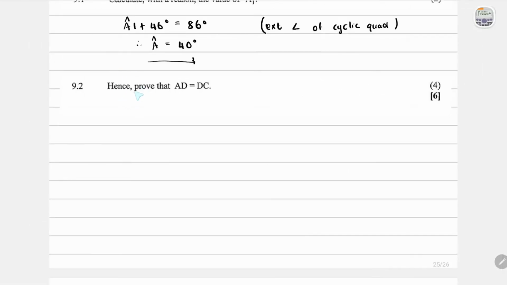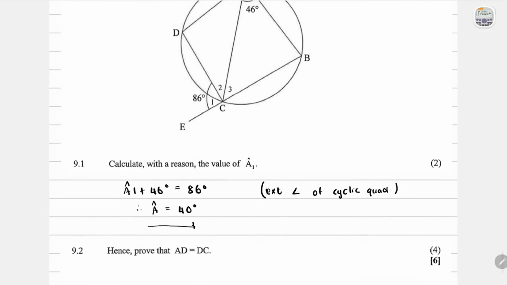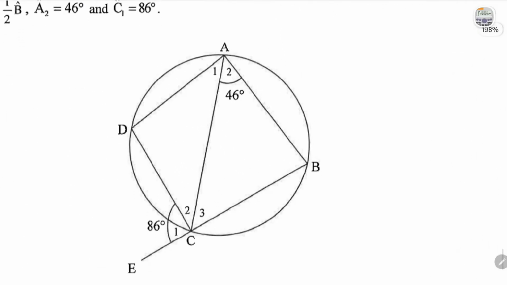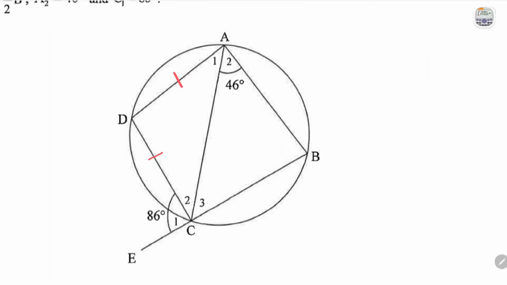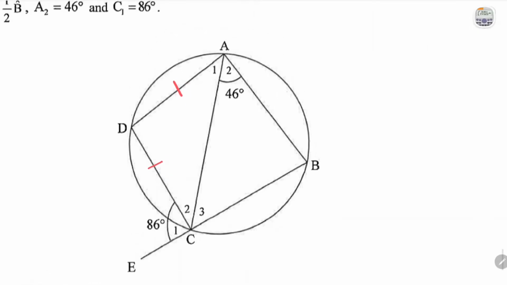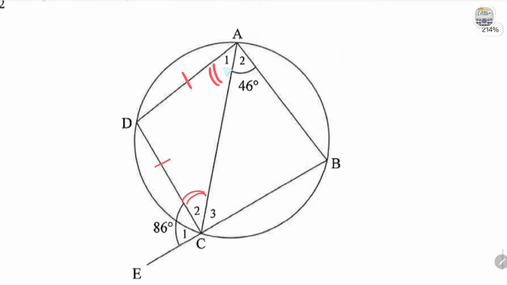Question 9.2 says, hence, prove that AD is equal to DC. So we have to prove that two lines are equal. So we need to prove this is equal to this. That would mean that this should be an isosceles triangle. And something else we know about isosceles triangles, apart from two sides being equal, is that two angles will be equal, specifically the angles opposite these equal sides. So this should be equal to this angle. I'm not saying they're equal yet. We just need to show that those two angles are equal. And if we can show that, then it automatically means that these two sides are equal.